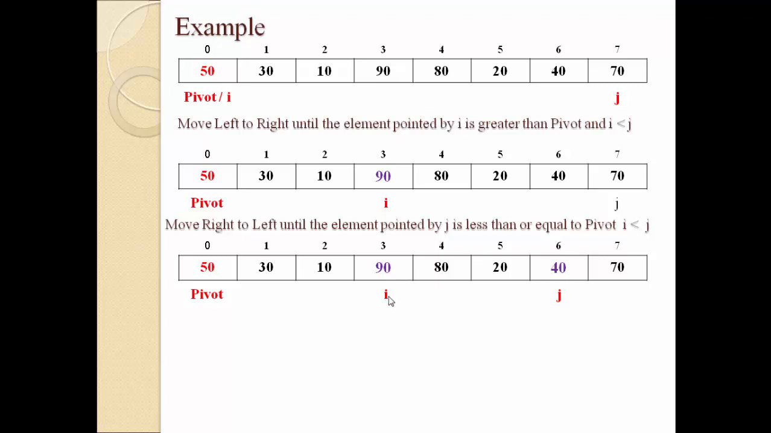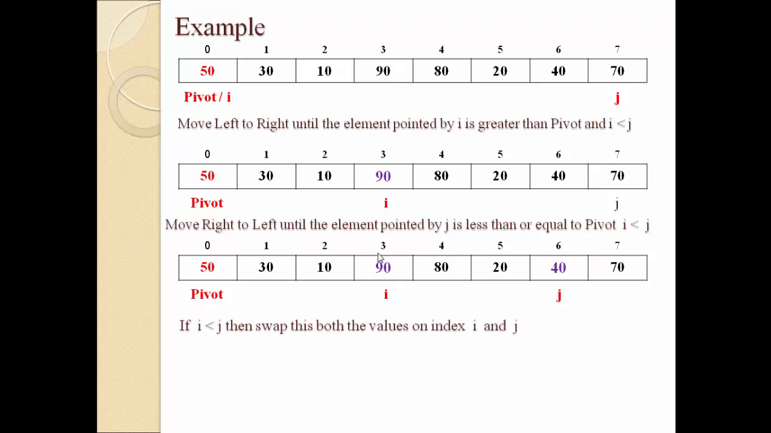Now we have to compare the values of i and j. Here the value of i is equal to 3 and the value of j is equal to 6. So our next step is: if the value of i is less than j, then swap both the values on index i and j. Here i is equal to 3, j is equal to 6. So i is less than j, the condition is true, so we have to swap the values on index i and j.